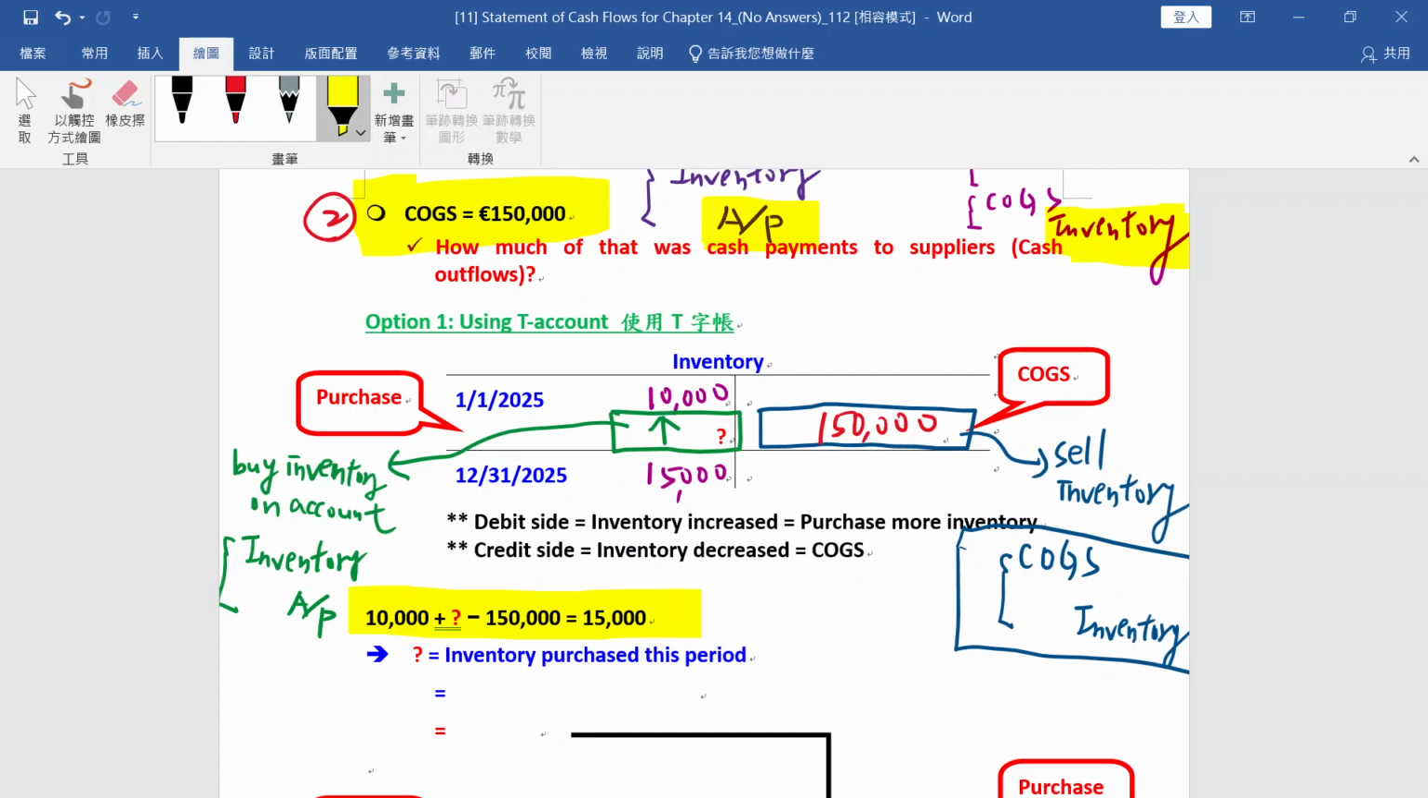$10,000 plus question mark minus $150,000. You got ending balance. So what's the question mark? How much? How much it is? $155,000. Okay. So I know the question mark is what? $155,000.